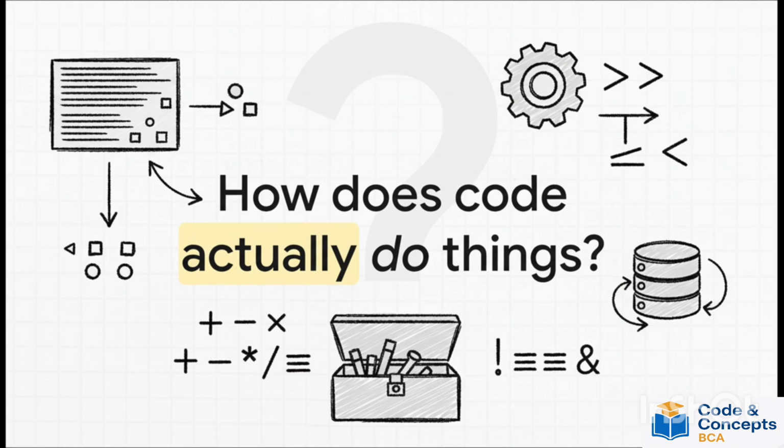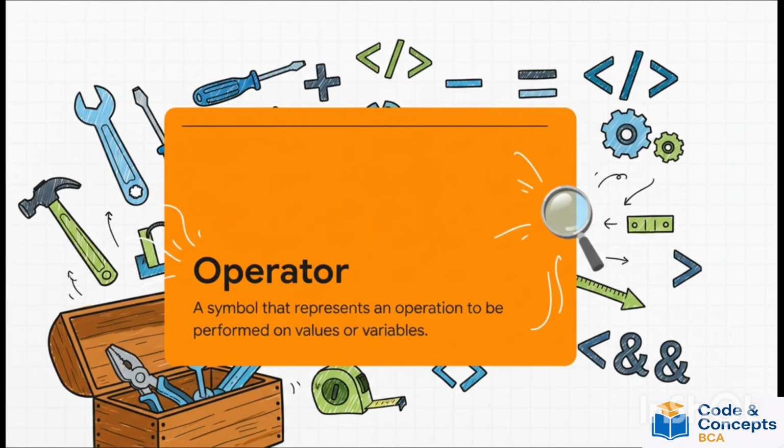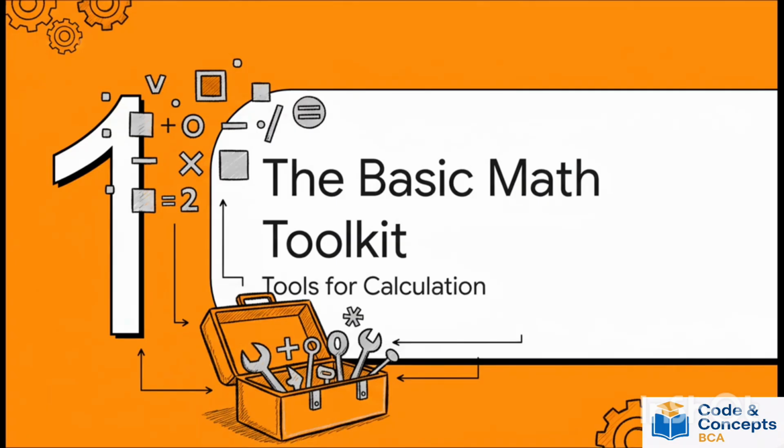Well, the answer lies in some very special symbols. And that's the perfect way to think about them. An operator is basically just a symbol that tells the computer, hey, do this, whether it's math, a comparison, or some kind of logic. For this whole explainer, let's imagine we're building a programmer's toolbox. Each operator is a different tool with a very specific job. Learning to use them is how you build, well, anything. Okay, let's pop open that toolbox and start with the tools you probably already recognize.